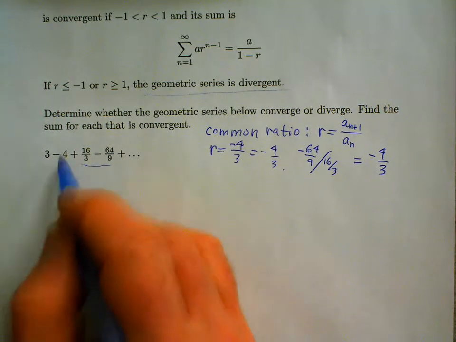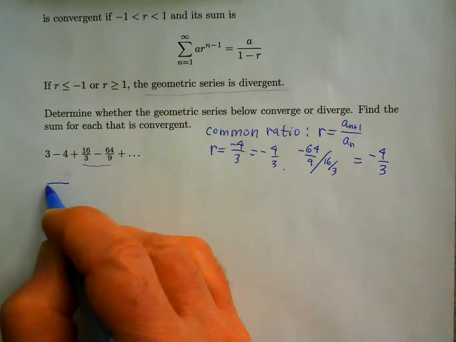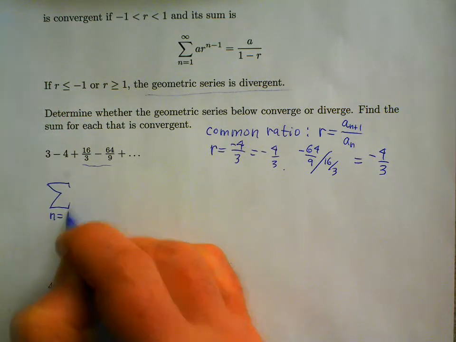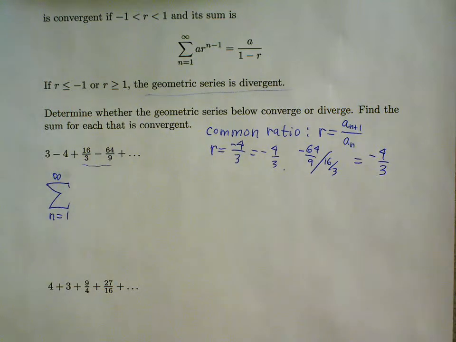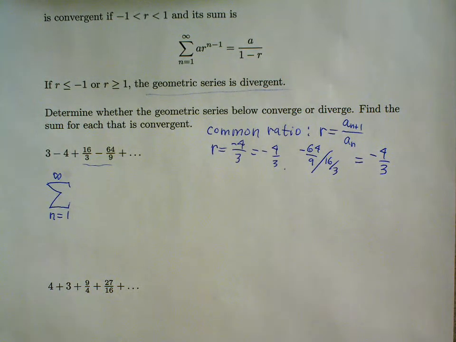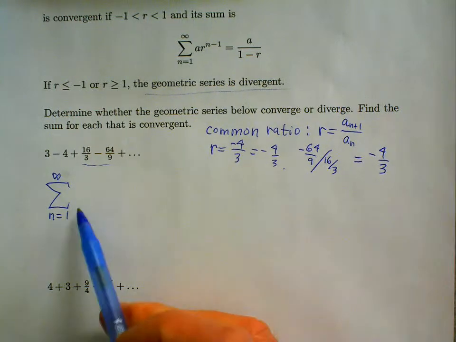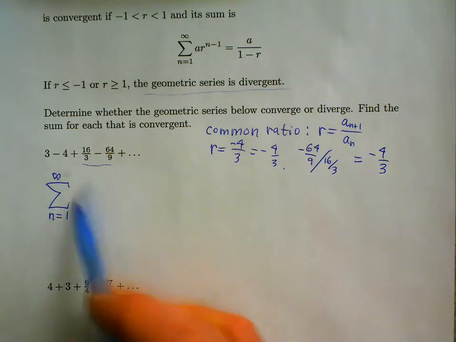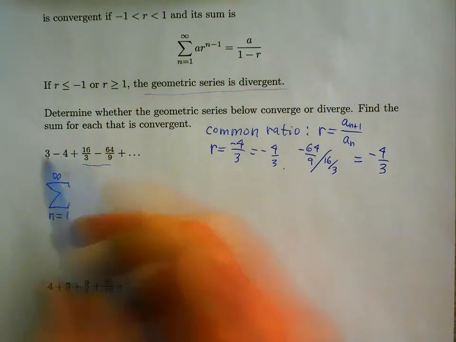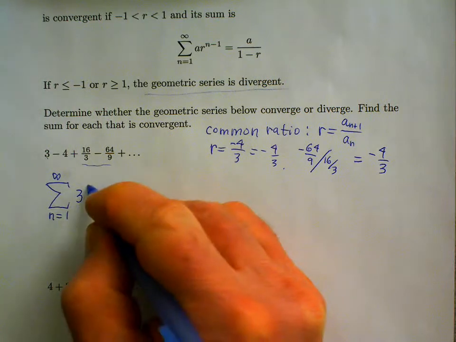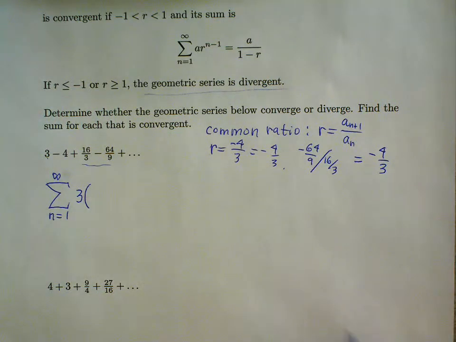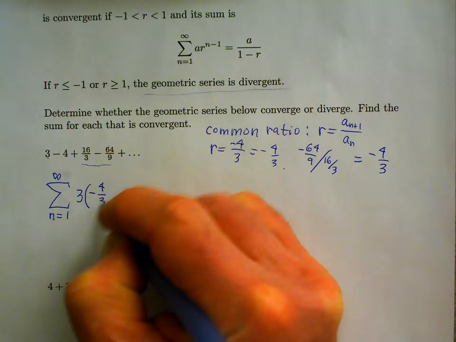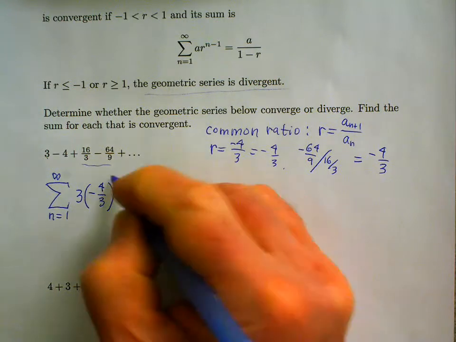Okay, let's write this using the sigma notation, n starting at 1 and going to infinity. So this is the terms. We can write the terms if we write down the first term 3 multiplied by the common ratio, -4/3, and make the exponent n minus 1.